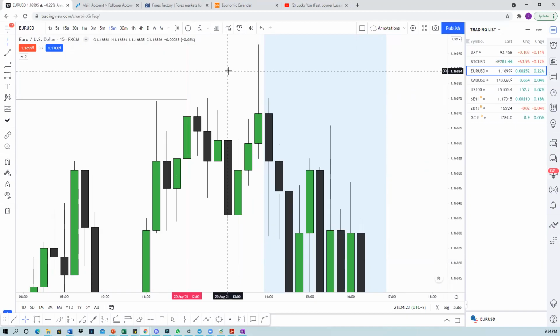is the bearish order block? Okay. Now, if I ask you why, what's the reasoning behind that? Why is it a bearish order block?